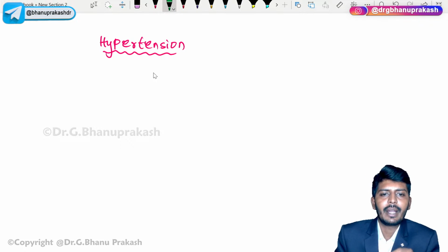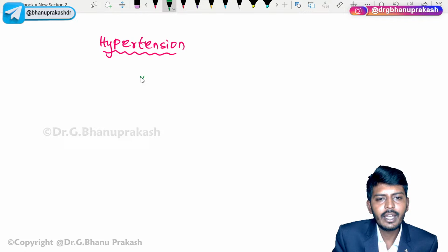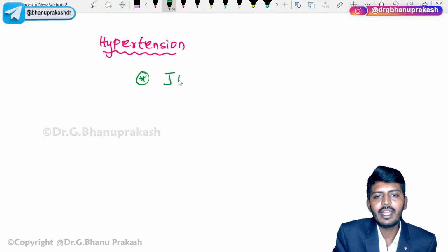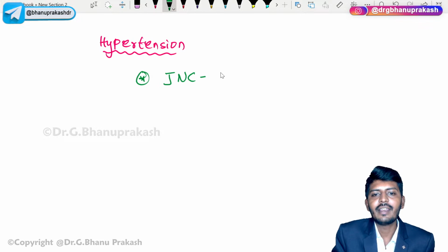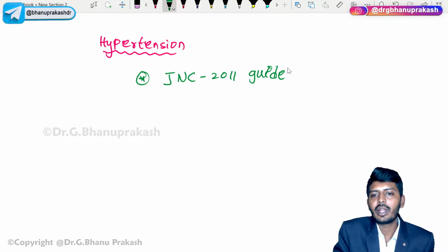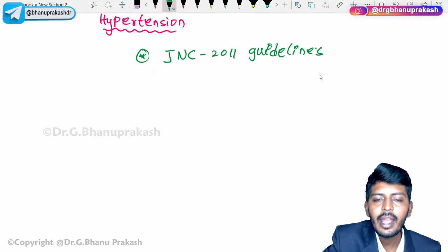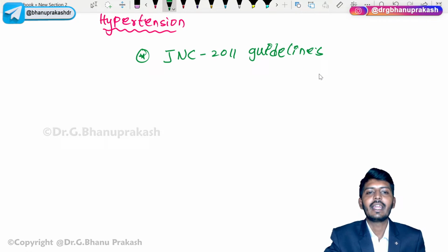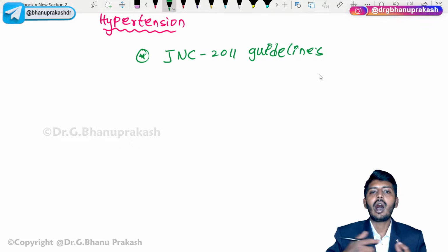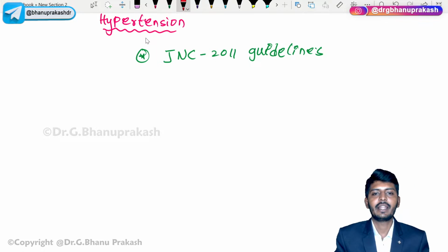So hypertension, my dear students, the guidelines we follow right now are the JNC guidelines. JNC 2011 guidelines are usually followed. So what is this? The Joint National Committee of the United States gives the guidelines related to hypertension. So how exactly are they classifying hypertension now?